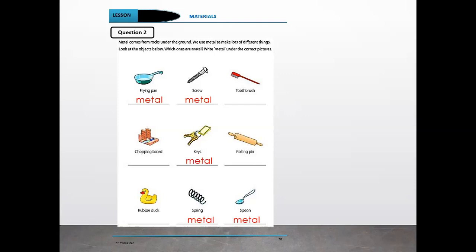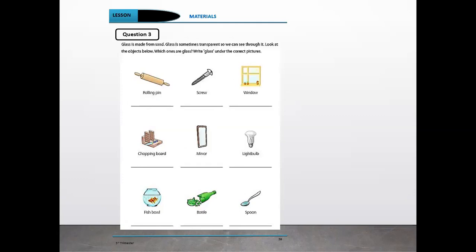So those are the things that are made from metal: the frying pan, the screw, keys, spring, and the spoon. The last page we are going to solve today is page 39. It says the things that are made from glass, and glass comes from sand. We are going to write glass under the things that are made from glass, as we did with the metals.